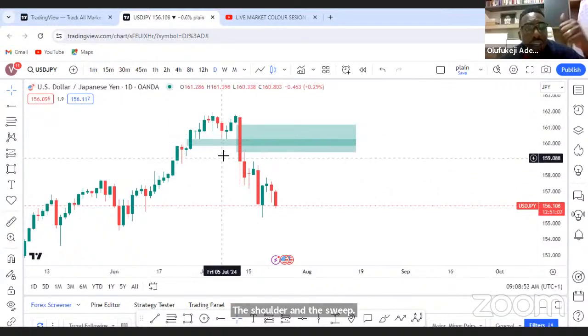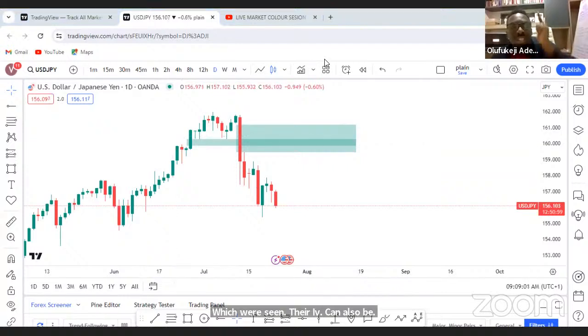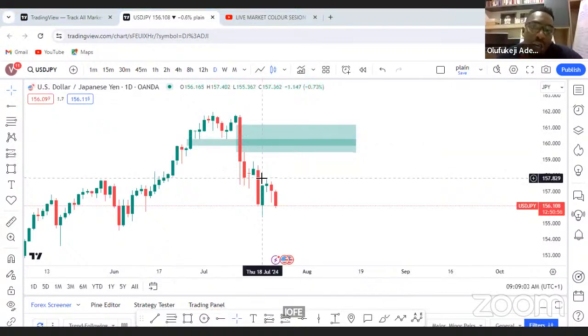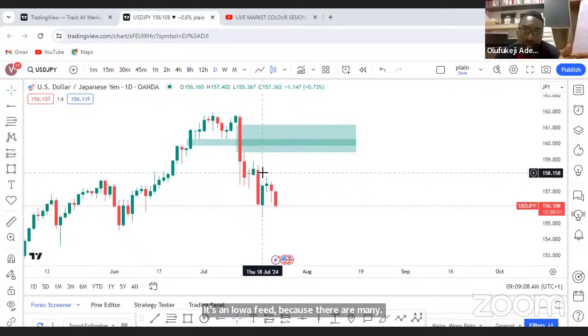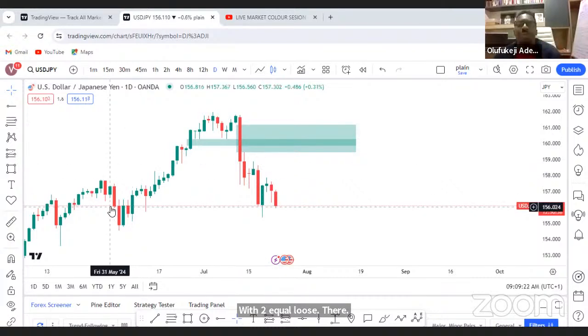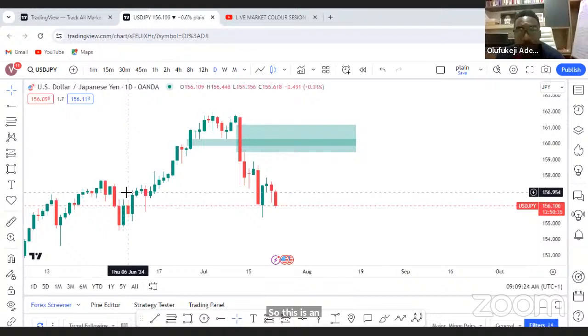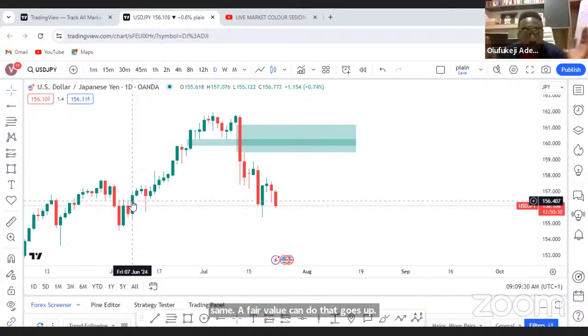Then I said there is also IFVG, which we are seeing there. IFVG can also be IOFED. This is actually an IOFED. It's not an IFVG. It's an IOFED because there are many candles in between the green candle and the red candle. The green fair value candle and the red fair value candle, there are many candles inside with 2 equal lows there. So this is an IOFED, not an IFVG, but the concept is the same. A fair value momentum candle that goes up with a fair value momentum candle that comes down to clear that move.